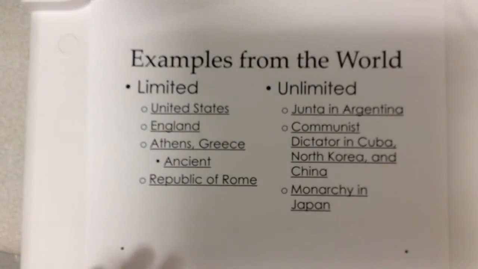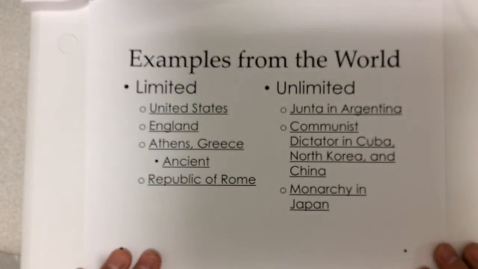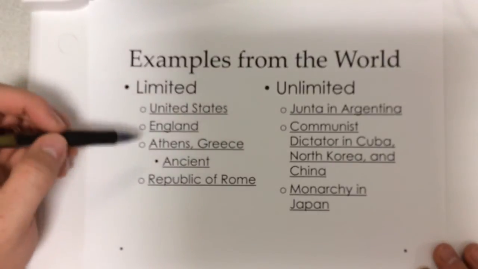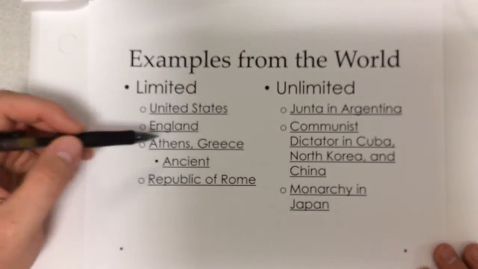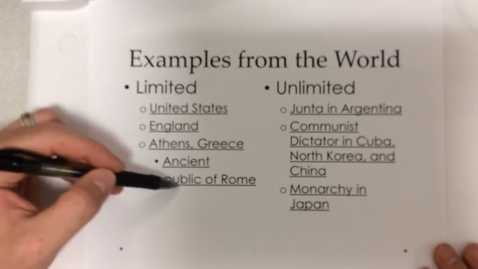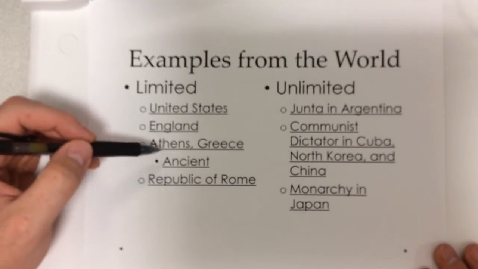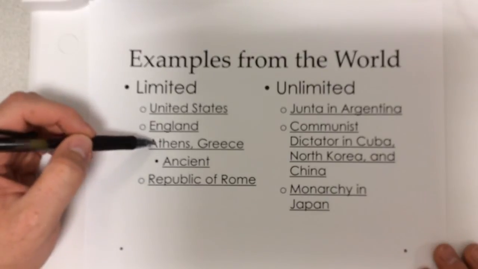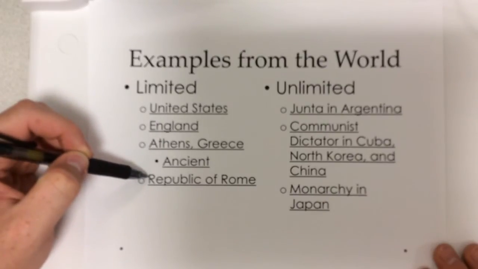Finally, examples from around the world kind of back what we were talking about before. So the United States is a limited government. England today is a limited government. Athens and Greece and the Republic of Rome. These are all examples of limited government, and these are who we get the ideas of democracy and republicanism.